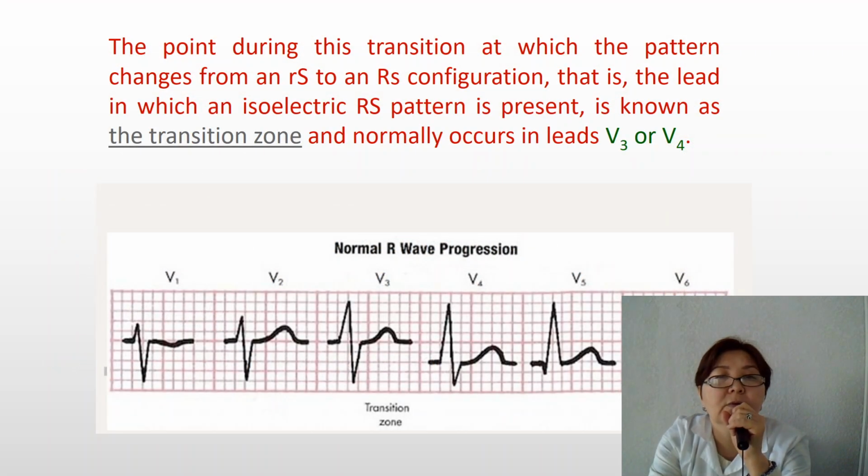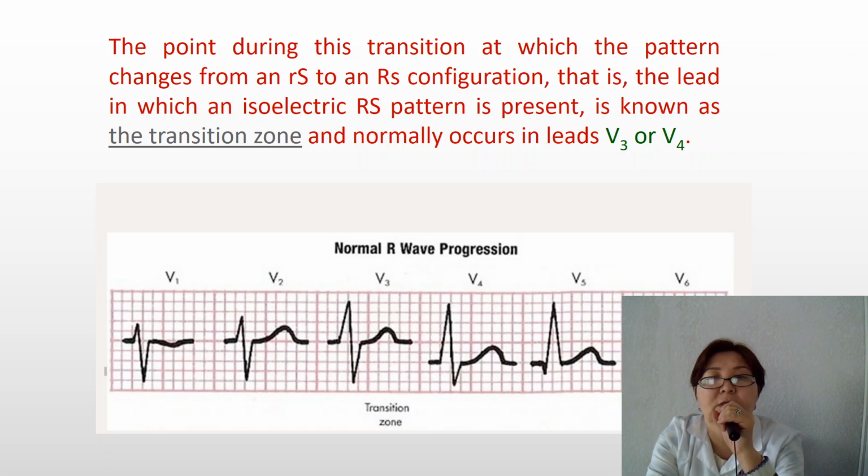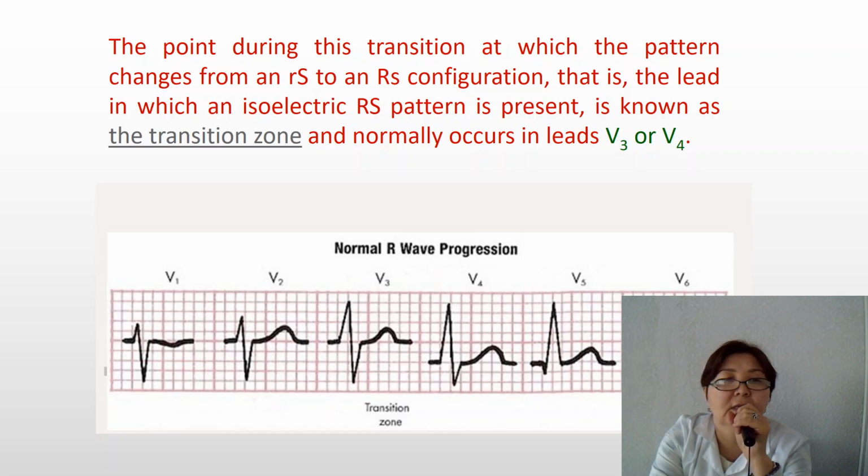The point during the transition at which the pattern changes from an rS to an Rs configuration, that is, the lead in which an isoelectric RS pattern is present, is known as the transition zone and normally occurs in leads V3 or V4.